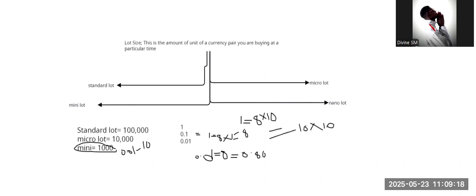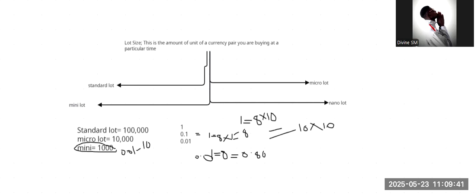Let's say your stop loss is 10 pips. If a trade hits your stop loss, you are only losing $1. So it will take you 10 trades to lose the account.